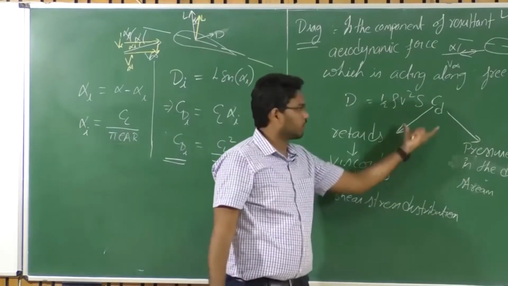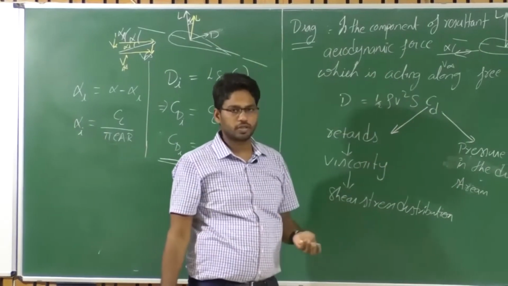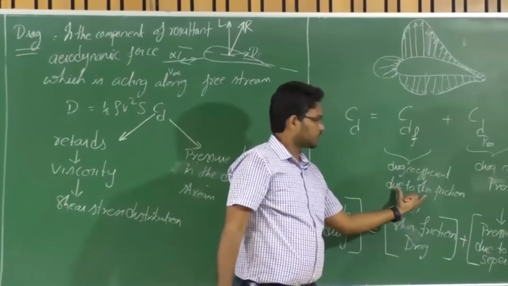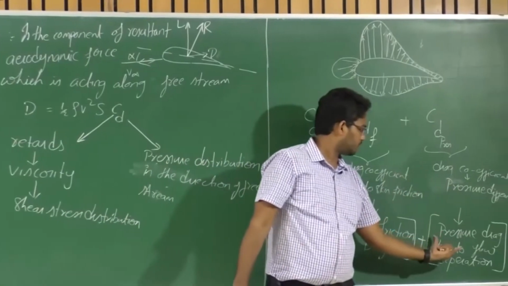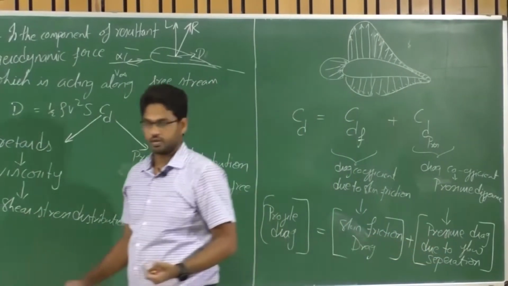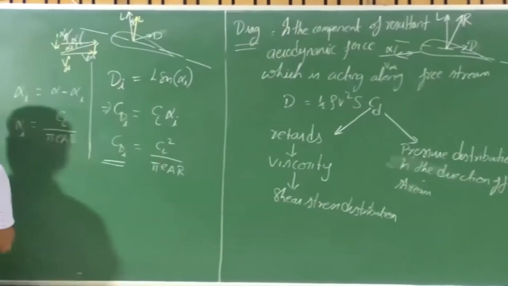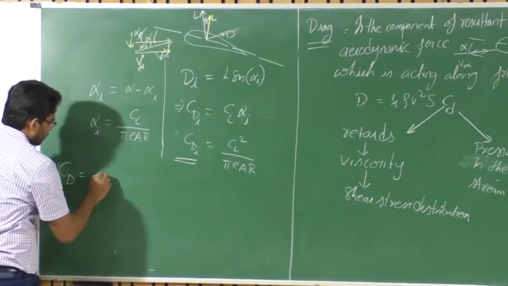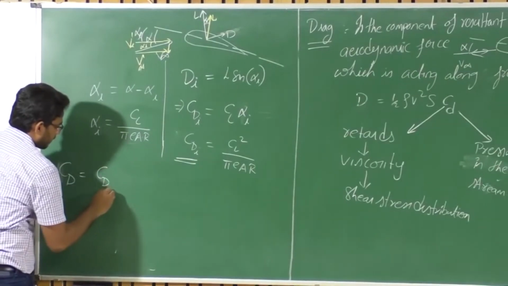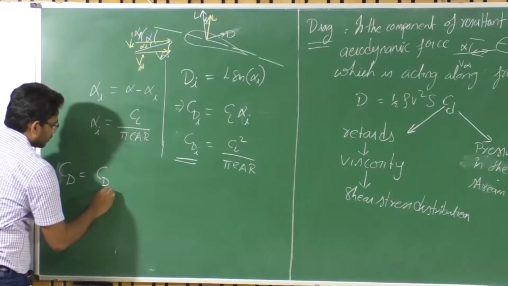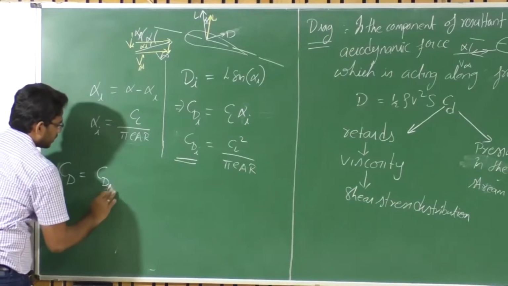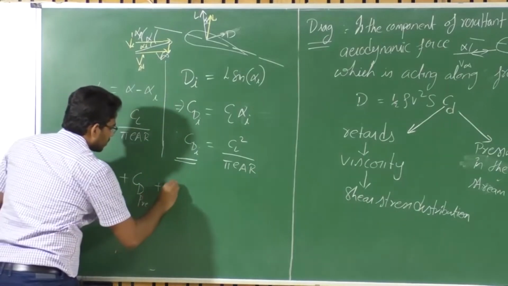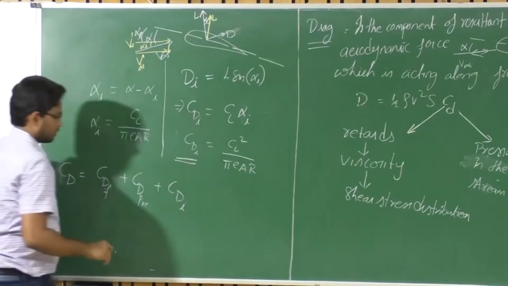At the same time, there is flow, right? When there is flow, there is pressure distribution as well as shear distribution. So what we have is drag coefficient due to skin friction as well as pressure drag coefficient due to flow separation, isn't it? So the total drag coefficient CD for a finite wing is equal to CD naught, or let us say CD because of skin friction F, plus CD because of pressure drag, right, and CD because of induced drag.